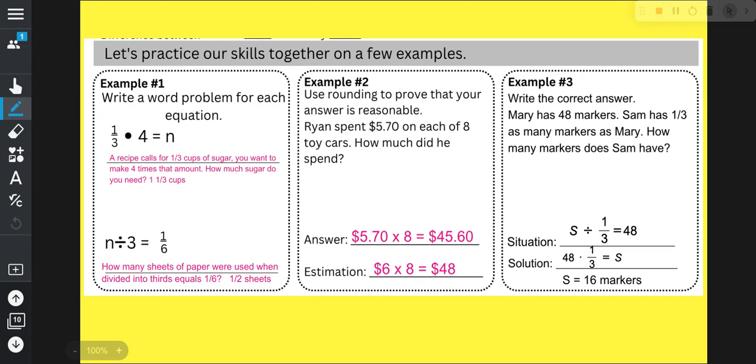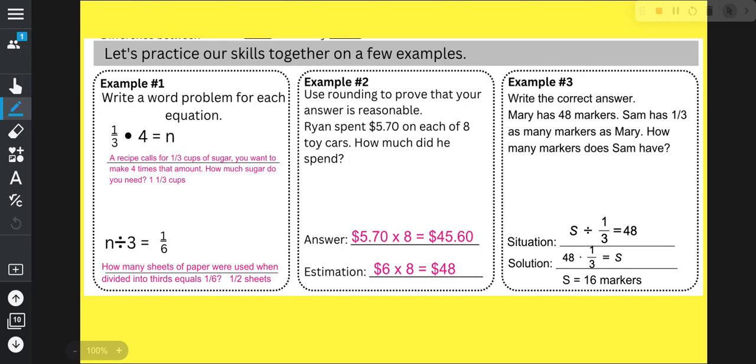Number 2, we're using rounding to prove our answer. So our estimation, the $5.70 is going to round to $6. The 8 will stay an 8. 6 times 8 is $48. Then we're going to solve out our actual problem to see if we have a reasonable answer. And so $5.70 times 8 gets us $45.60. So yes, we have a reasonable answer.